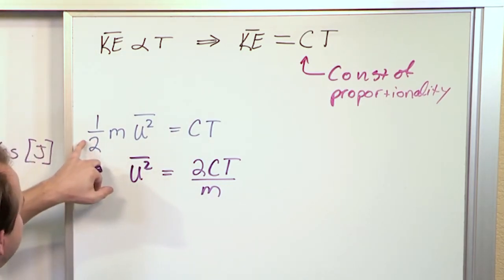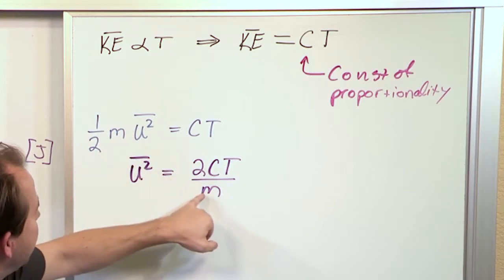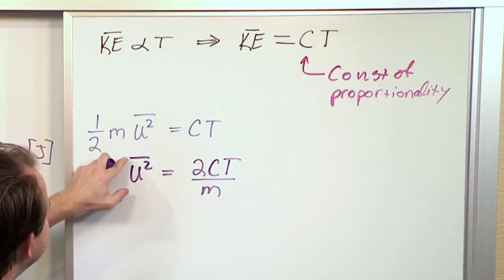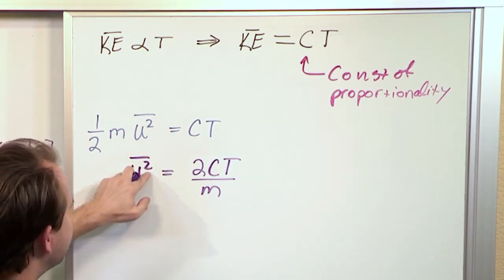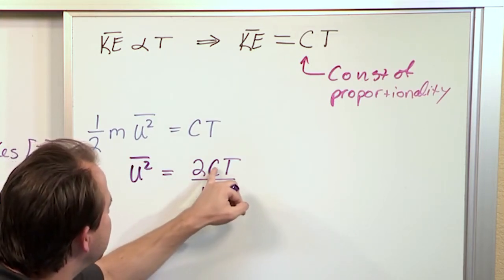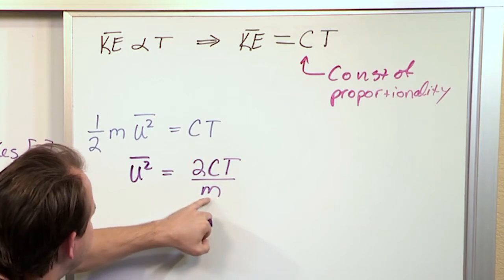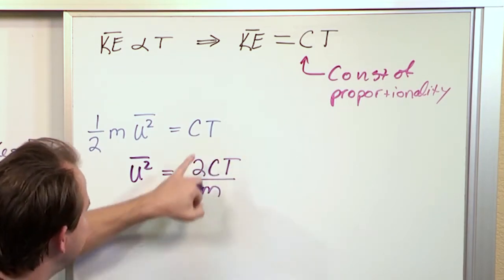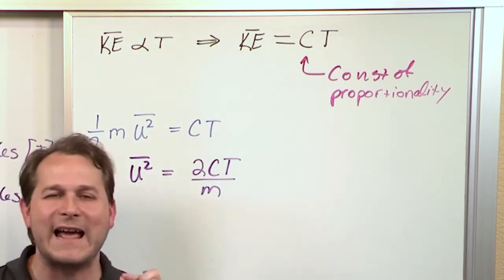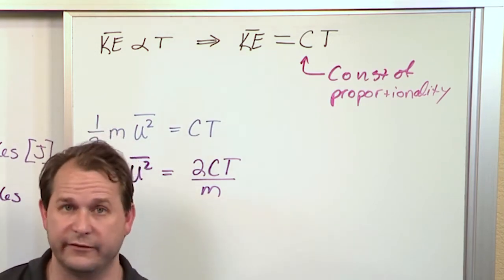All I did was multiply by 2 on both sides and then divide by m on both sides. But notice that this is the mean of the squares of the particles. So if for some reason we knew what this constant was, and we knew what the temperature was, and we knew what the gas molecular mass was, we could put everything in here and we could figure out an average for the squares of the speed.